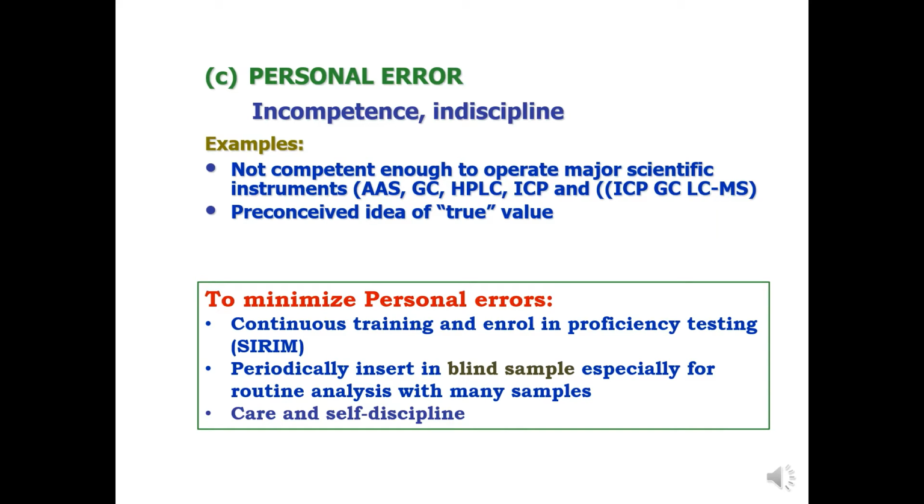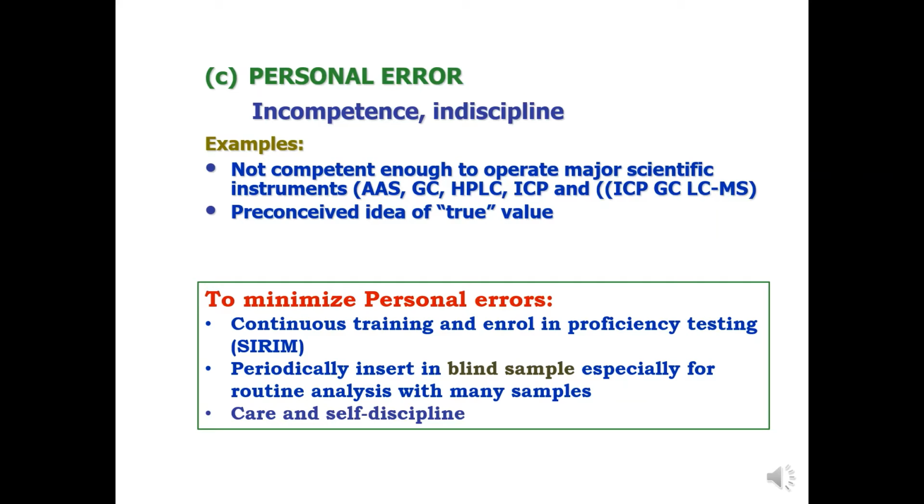Okay, the third one is what we call personal error. Personal error is due to the incompetence of the staff, or indiscipline, or probably the lack of integrity, the lack of passion in running the instrument and the analysis to produce good data. Some technicians are just not competent enough to operate major instruments, which are quite complex, and the steps are quite tedious. They must calibrate the instruments, and all the steps must be adhered to, including the sample preparation step.